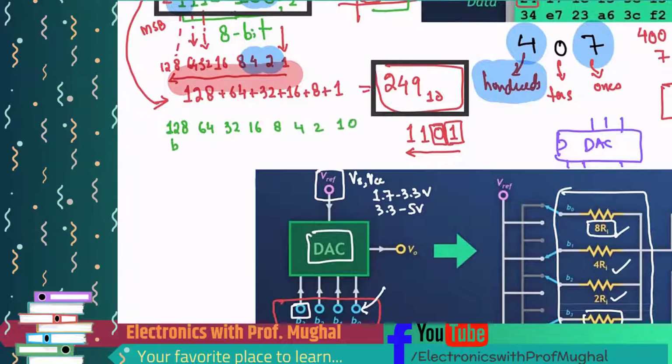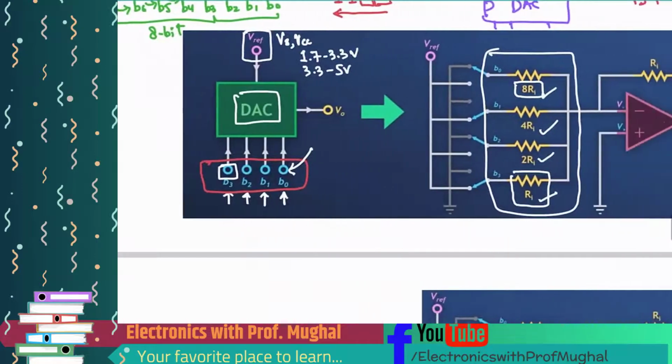Say this is B7, B6, B5, B4, B3, B2, B1, and B0. It's B0 here, right? So how many bits are these? These are 8 bits right here. When we go from here to here, we divide it by 2. When we go from here to here, we divide it by 2. When we go from here to here, we divide it by 2. Similarly, that's exactly what we are doing.